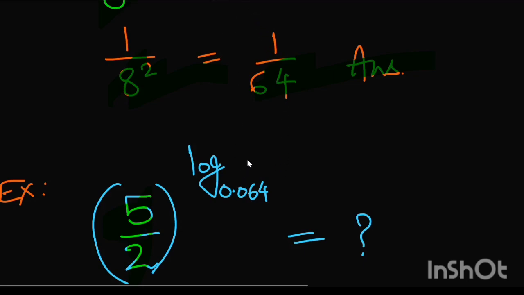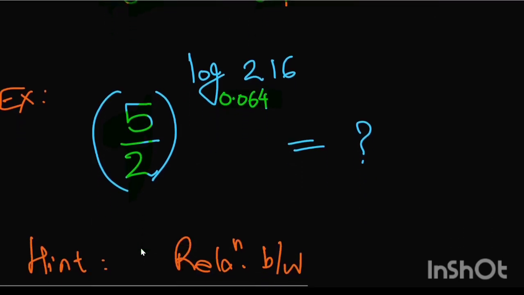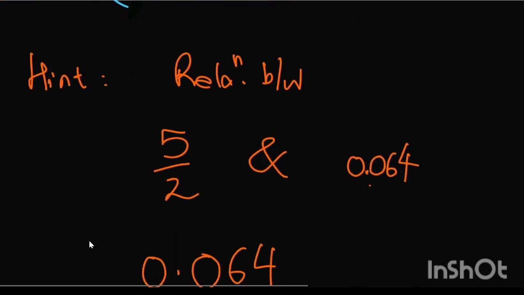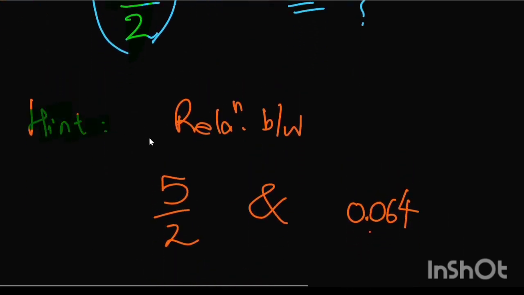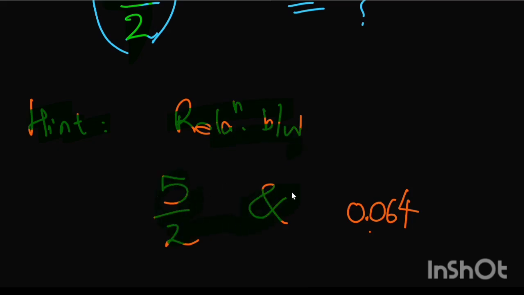So this is, the power is 216. So how do we proceed with this? As you can see here, the bases seem to be quite different. This is 0.064 and this is 5 by 2. So we have to think of a relation between 5 by 2 and 0.064, that is the hint. Is there any power of 0.064 which is equal to 5 by 2? That way we have to think.